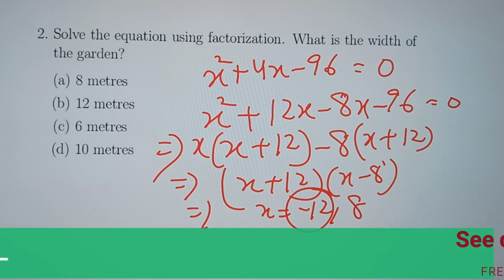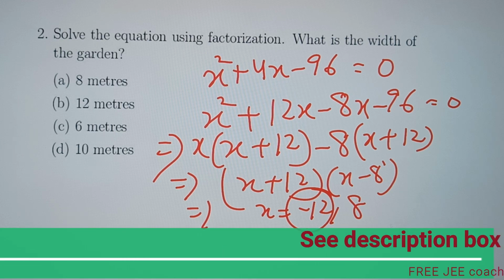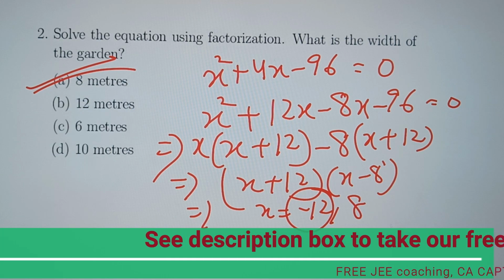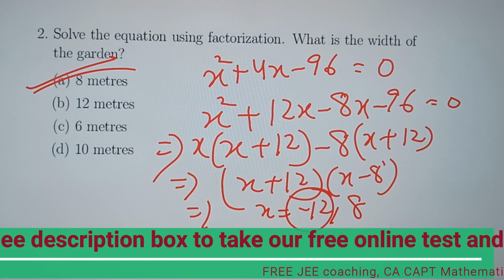So what is the width? Width is 8 meters only. So hence option number A is our correct answer. Now let's move towards question number 3.